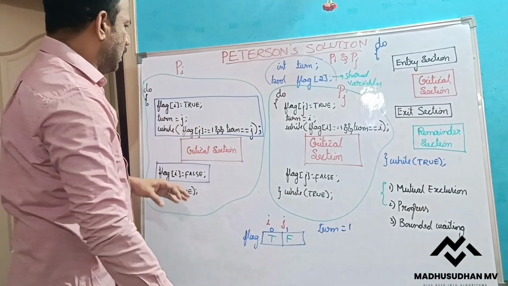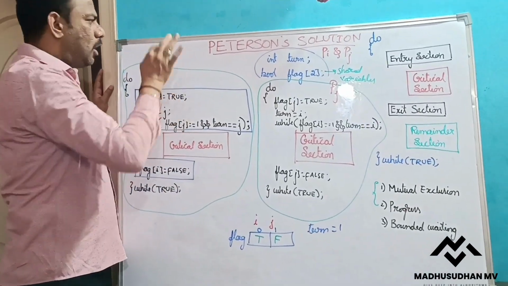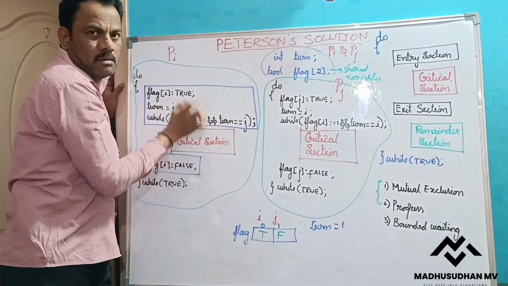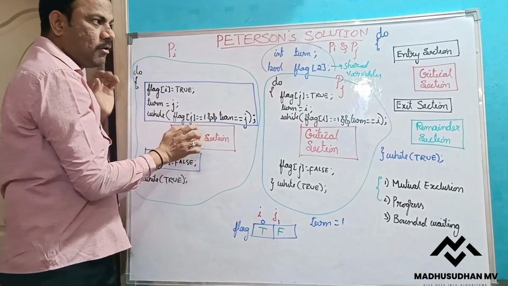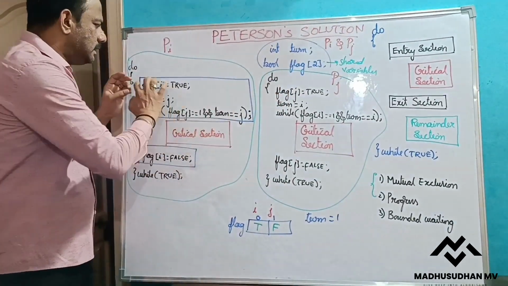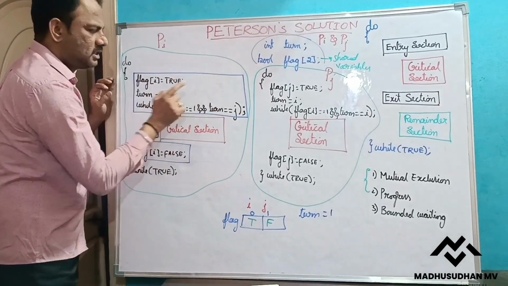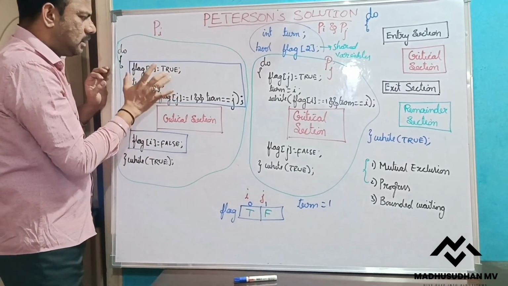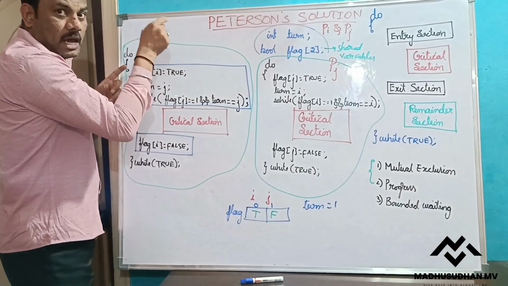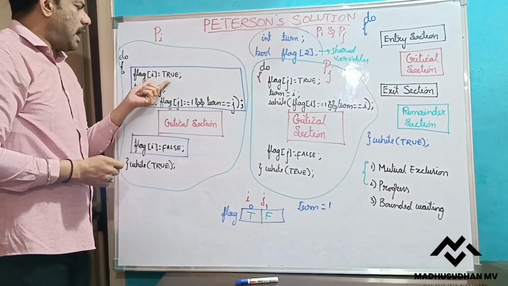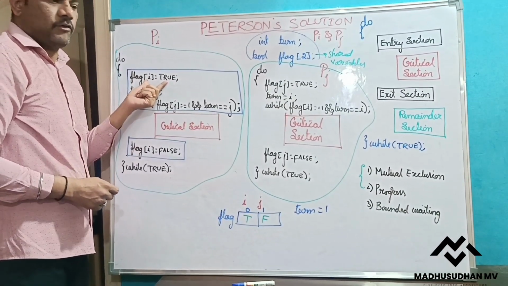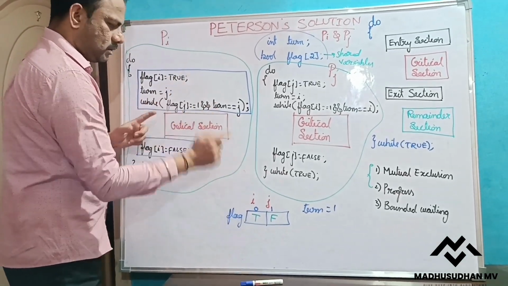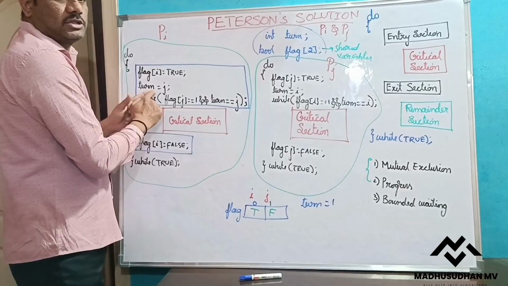Now let us say process Pi wants to enter into the critical section. Before entering, it first has to check in the entry section. These three statements are the entry section. Now what is this entry section? Once Pi wants to enter, it makes flag of I equal to true. The flag of I value was 0, and it is made true. Next, turn is equal to J.